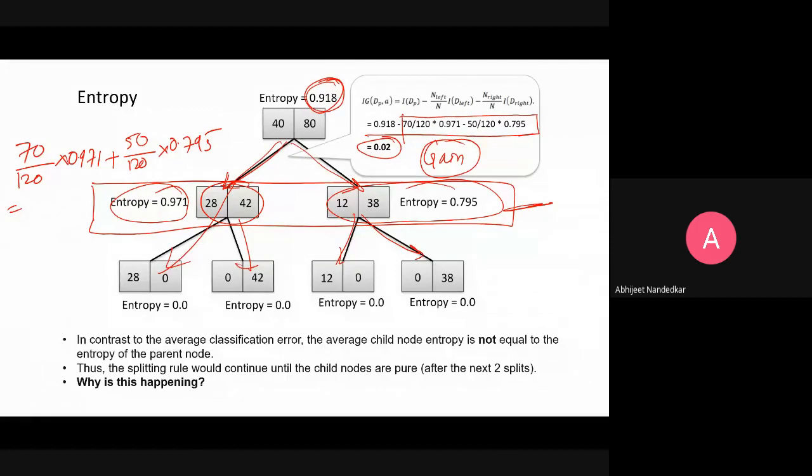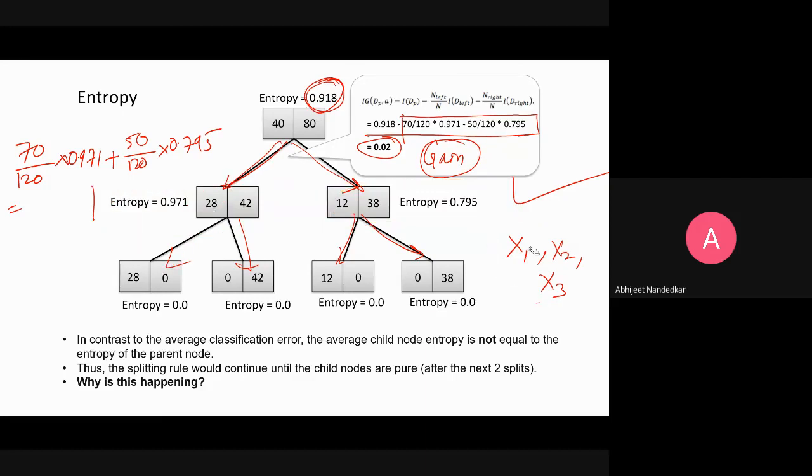Now why has this happened? That is the main thing. In the earlier case, my algorithm would have terminated here itself, since there is no gain, and I would just stop. Note that when I say I will stop, I am assuming that if I use x1, there is no gain; if I use x2, there is no gain; if I use x3, there is no gain. Only then will it terminate. But with the same split, if I use entropy, this is not going to happen.